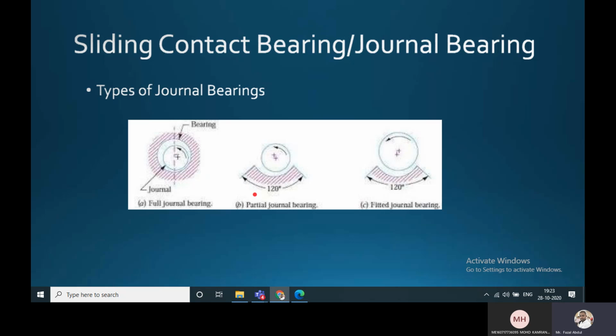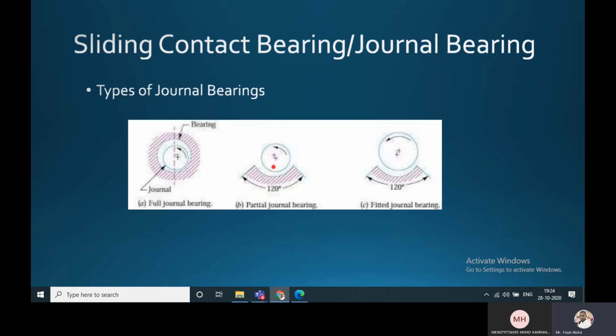Now coming to the partial journal bearing, what is the use of the partial journal bearing? For car axles or rail axles, the axle is mounted on a half bearing. This half bearing will appear like this at the top, and the shaft is attached to the wheel. So there we can find the partial journal bearing. One disadvantage of the partial journal bearing is that the load can be applied in only one direction.